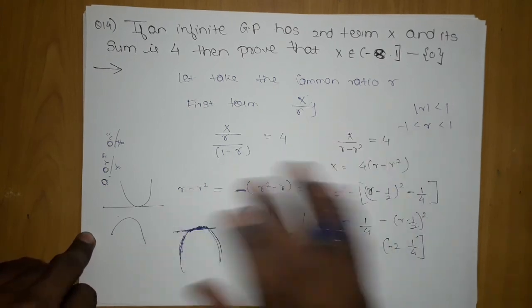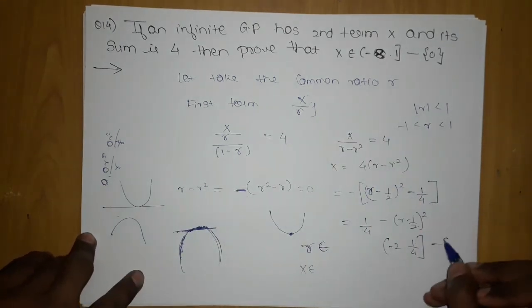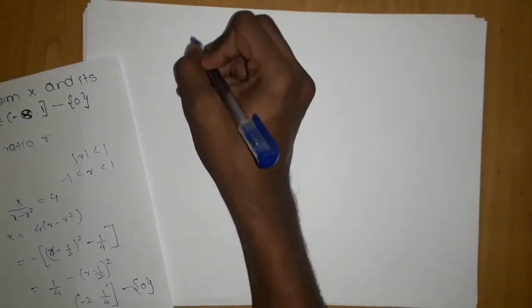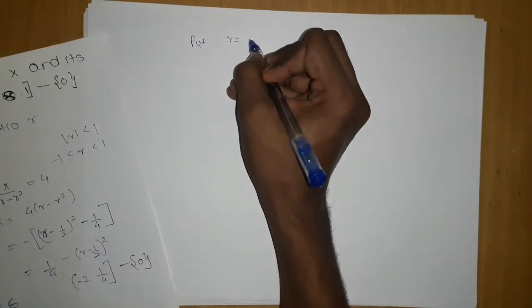Okay, so that thing is wrong. r equals 0 is not possible, so we will exclude r equals 0. Okay, if I place r equals 2, let me take the next step. Put r equals 2, put r equals minus 2.